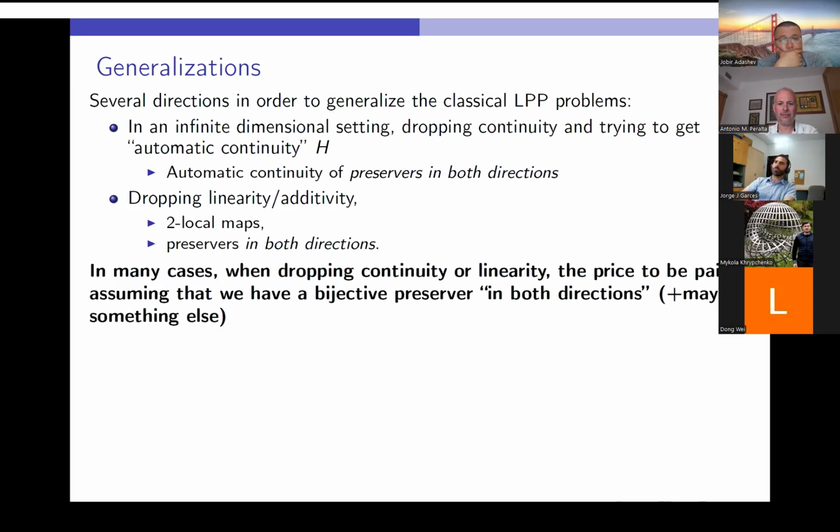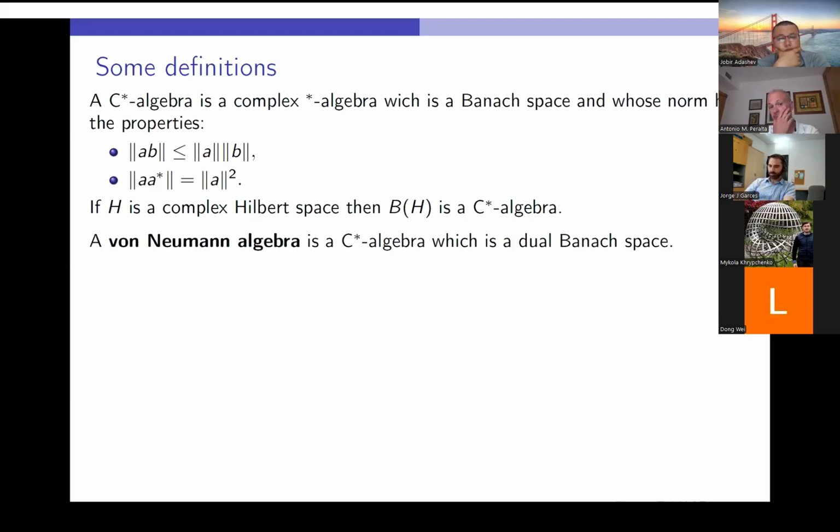But the thing is, since we are dropping continuity or linearity, maybe we have to pay some price. So many times this means that we have to assume that our mapping is bijective and that it preserves whatever it preserves in both directions, and maybe something else. I'm going to give some examples, but first I need to define what a C-star algebra is.